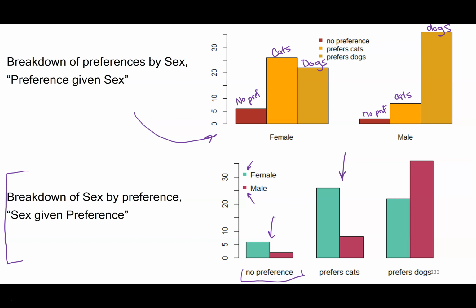Then when you look at preferring cats, a much higher proportion of females preferred cats than men. And if you look at dogs, it looks like males prefer dogs much more than females do. So it's very handy to have these side by side, because you can see that either way you look at it, if you look at it by sex, the preferences for pets don't stay the same between the two sexes. And if you look at just each preference, the breakdown of sex is not the same either. That can be handy.